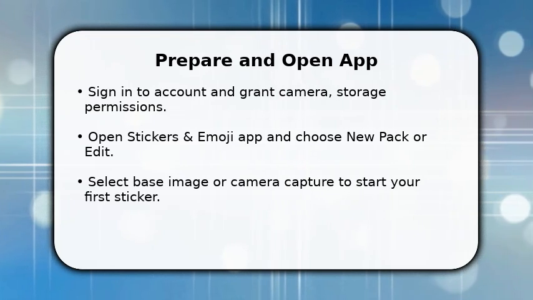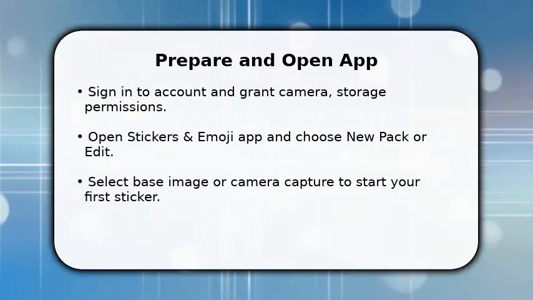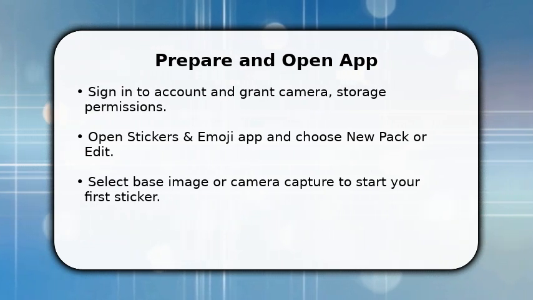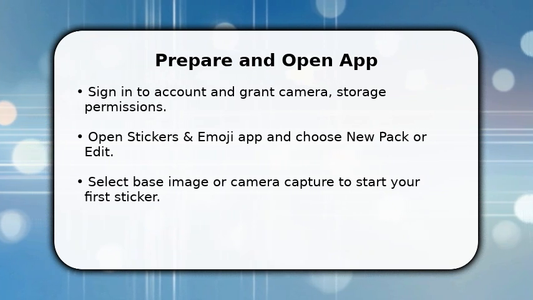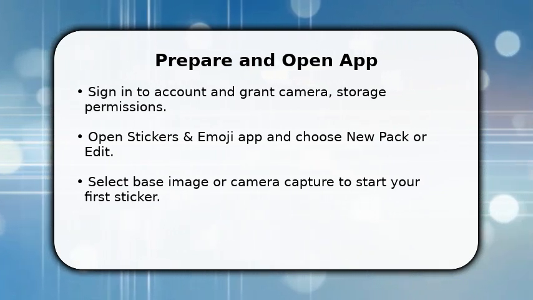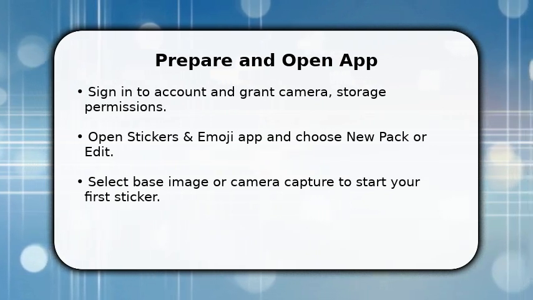Enjoy the video. You start by opening the app and signing in so your packs sync. Make sure camera and storage permissions are granted. Once done, tap New Pack or pick an existing pack to avoid duplicate names. Next, choose a base image from Photos or snap a quick photo. This gives you the canvas for your sticker.